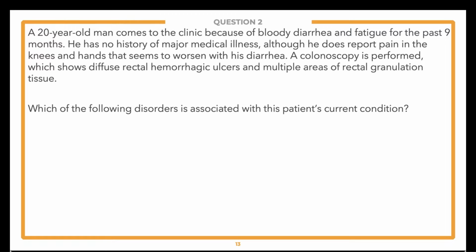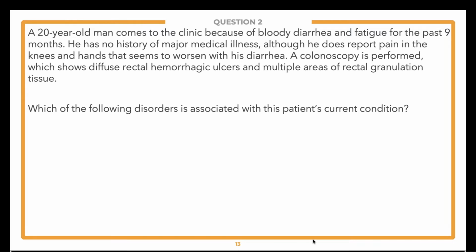A 20-year-old man comes to the clinic because of bloody diarrhea and fatigue for the past 9 months. He has no history of major medical illness, although he does report pain in the knees and hands that seems to worsen with his diarrhea. A colonoscopy is performed, which shows diffuse rectal hemorrhagic ulcers and multiple areas of rectal granulation tissue. So again, which of the following disorders is associated with this patient's current condition? Think about how many steps it'll take to solve this one as I pass it over to Abraham.